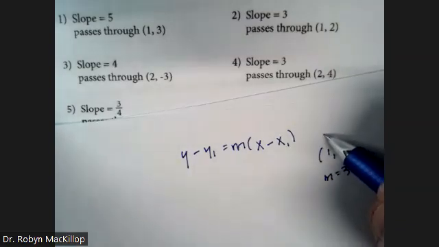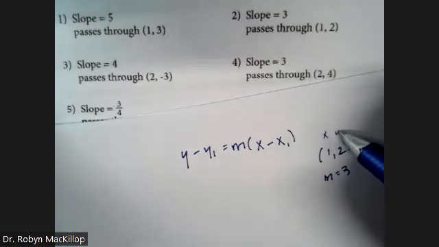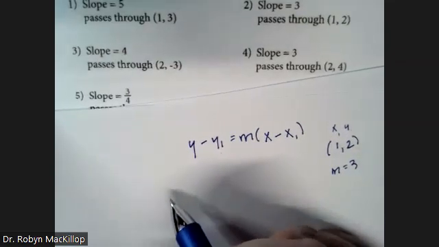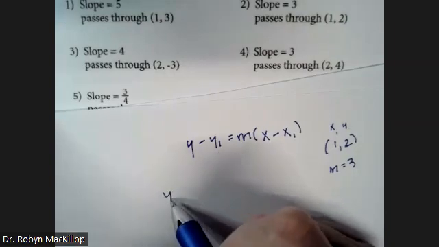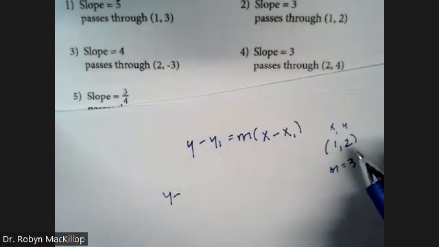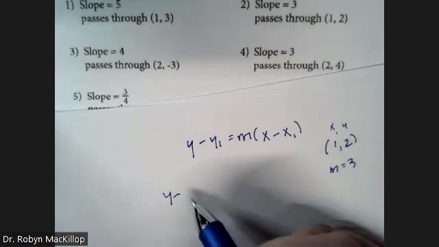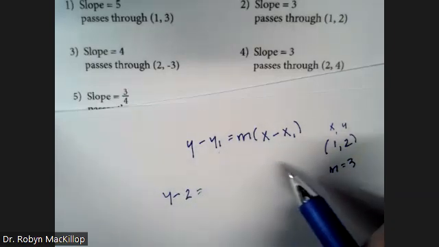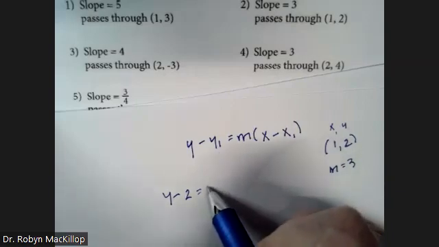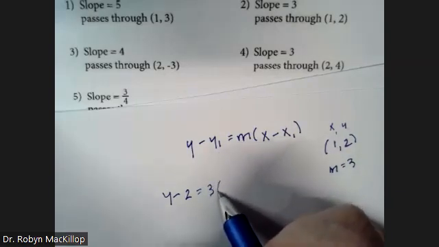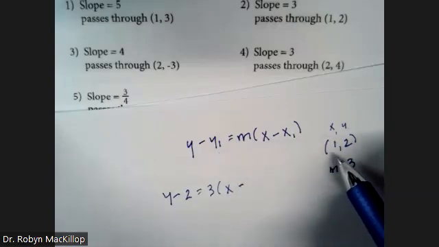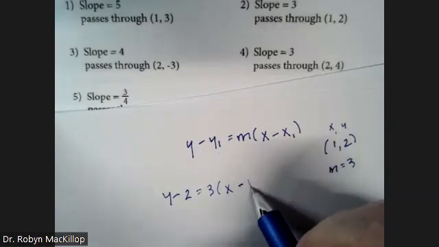And again, your 1 is your x. And you can put the little ones here just so you keep track. All right, so we're going to start here. y minus, what's y1 going to be? 2. Perfect. Equals the slope. Slope is 3. Perfect. Times x minus x1. 1. Perfect.